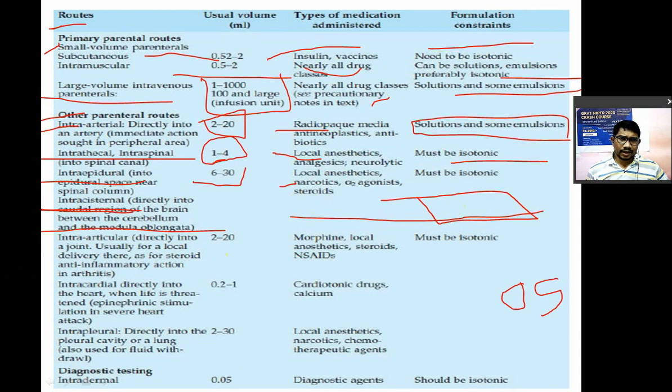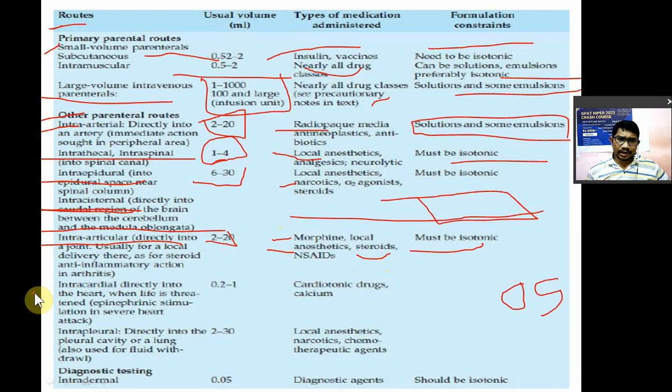Then intra-articular injection. Intra-articular मतलब articulation कहाँ पे होता है? Joints में होता है. So two bones are articulated. So directly into the joint, 2 to 20 ml can be injected. Mostly painkiller and steroidal drugs. So in case of arthritis, joint arthritis है या rheumatoid arthritis है या फिर gout है, उसमें morphine देते हैं या फिर local anesthetic inject कर सकते हैं, NSAID inject कर सकते हैं या फिर steroids inject कर सकते हैं, and must be isotonic.